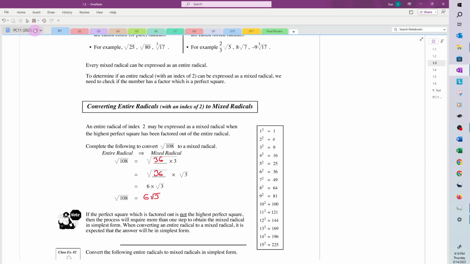And this is really important, that when you're asked to put something into mixed radical form, it's expected that your answer is going to be in simplest form. Just like when we ask you to put something in fraction form, we expect it to be fully reduced into the simplest form, as reduced as you can get it. We want you to take as much out from under the radical sign as you can.